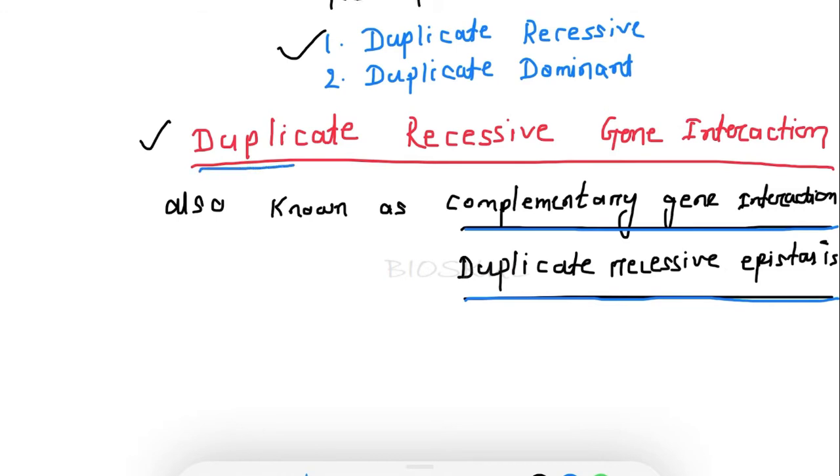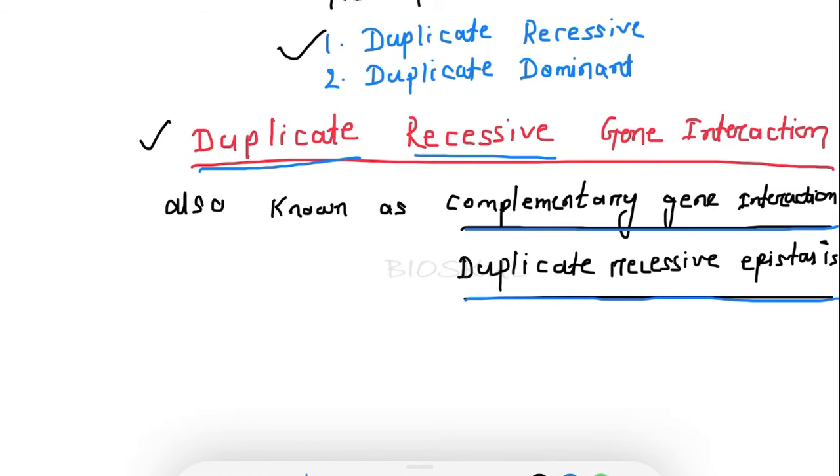So what is the meaning of duplicate? Duplicate means a copy, or something looking like something else, if both are looking alike. Here we are studying duplicate recessive genes. That means the recessive alleles of two genes produce a similar type of phenotype. That's why it is called duplicate recessive gene interaction.